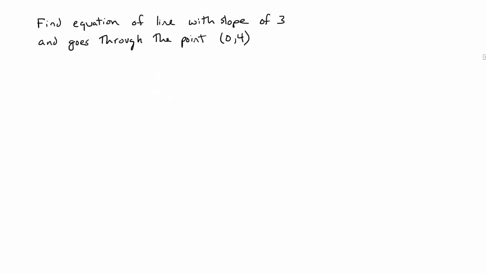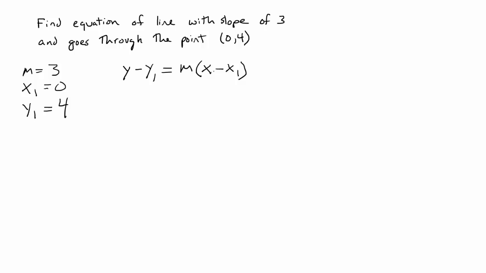In the next example, it says find the equation of a line with slope of 3 that goes through the point (0, 4). When you're given the slope and a point, we're going to use point slope form, which is y minus y1 is equal to m times x minus x1. Here we have m equal to 3, x1 equal to 0, and y1 equal to 4. The y and the x stay in the equation. So we have y minus 4 is equal to 3 times x minus 0.